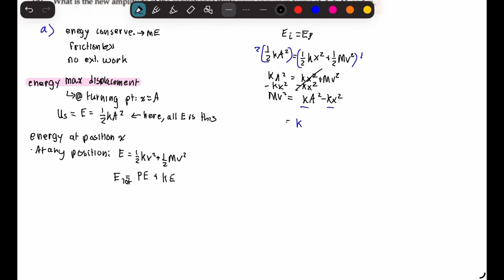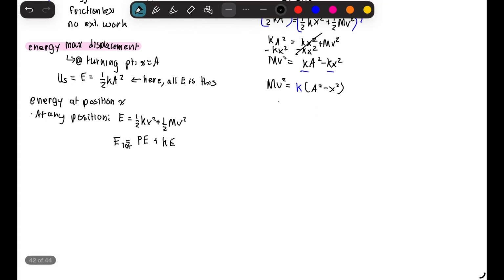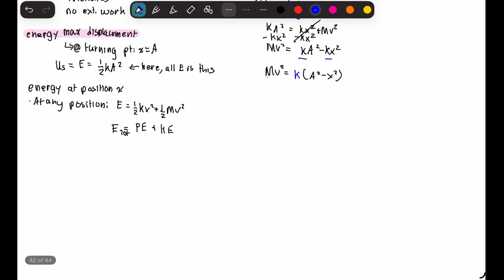Therefore, you can factor out that k, and you have mv squared is equal to k times (a squared minus x squared). So then after this, you need to solve for velocity. You're going to divide both sides by M, and then you take the root of both sides.